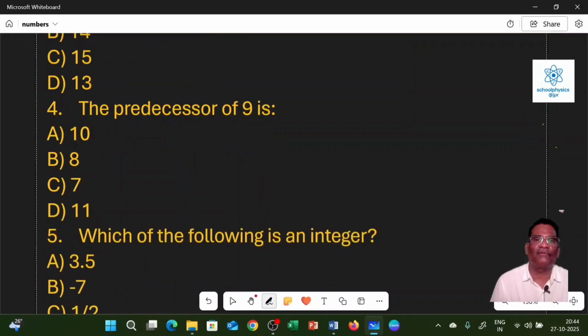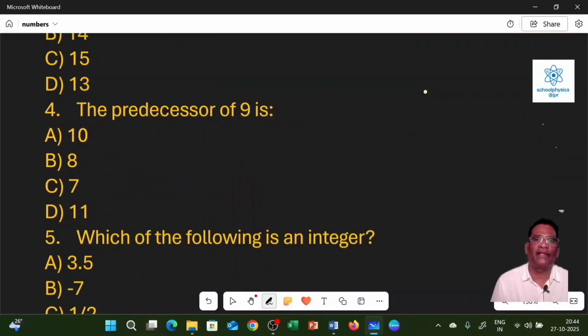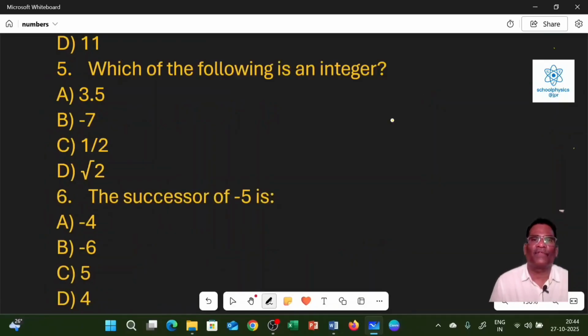The predecessor of 9, the number before 9 on the number line, is 8. So the right answer is 8. Which of the following is an integer? Minus 7 is an integer. So the right answer is minus 7.